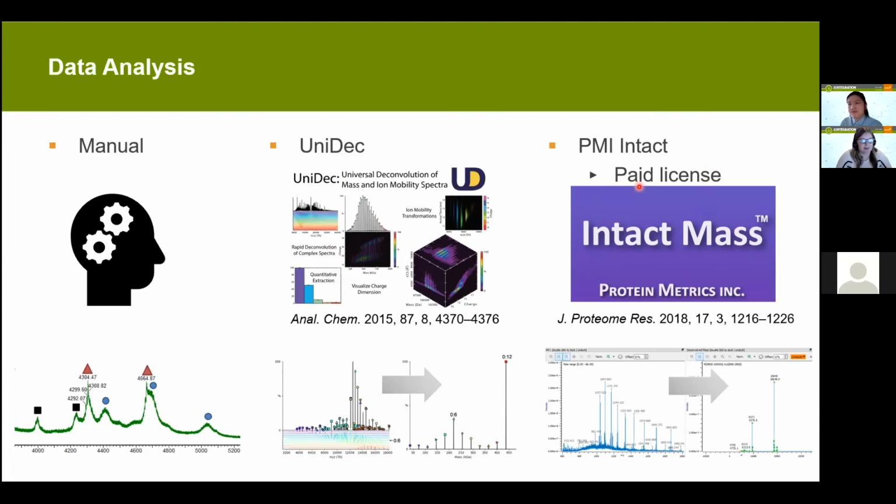Next question is from Keith. In addition to in-source desolvation voltages, what other features do the native capable instruments offer to improve large protein ion transmission compared to standard mass spec instruments?